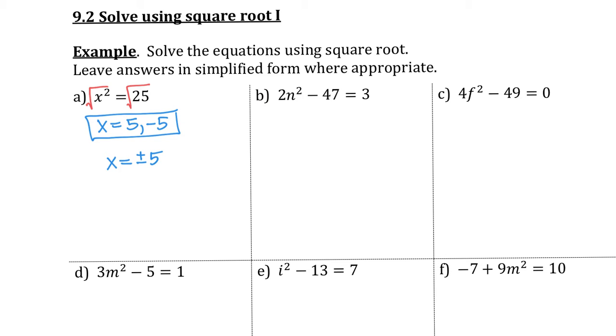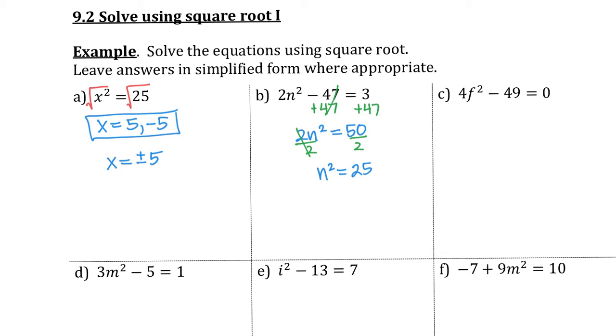Okay, let's go ahead and look at B. I would like to solve it using square root, so I need it to look like this. So I'm first going to solve it like a normal two-step equation until I get the n squared by itself. So I'm going, let's see, minus 47, I'll add 47. See, it's still 2 n to the second, so I'll divide by 2. I'm just doing normal solving techniques we did in chapter 1. And 50 divided by 2 is 25.